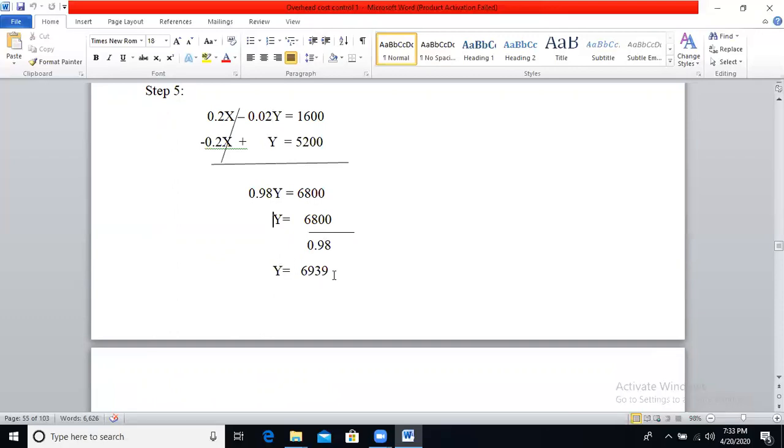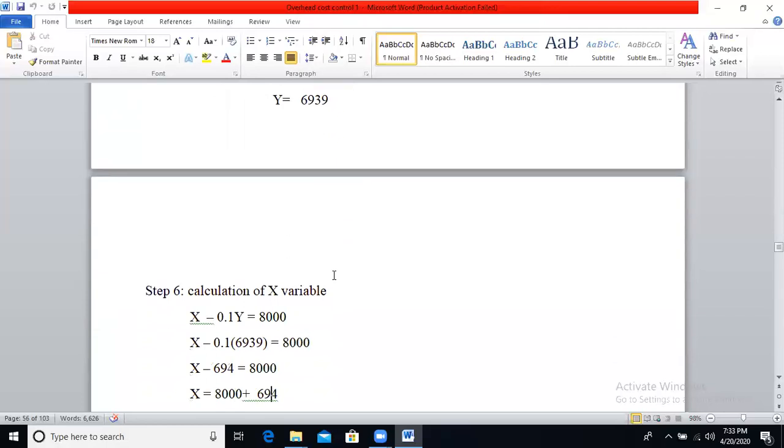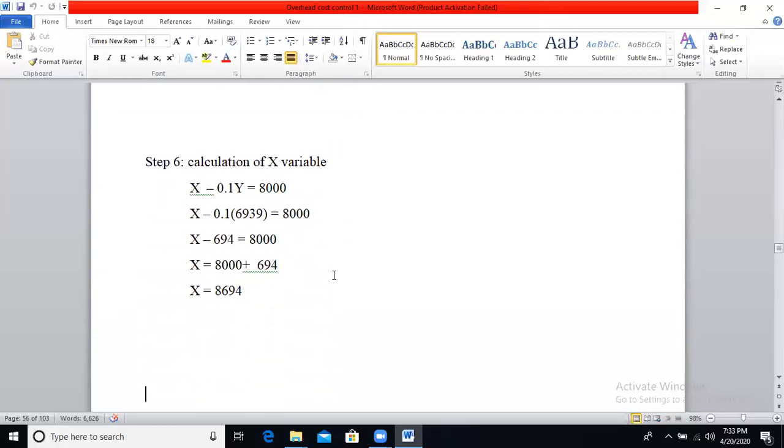So we got the value of y, and using this value we calculate the value of x. x minus 0.1y is equal to 8000. This is the first equation. x minus 0.1, instead of y, write the value of y, 6939, is equal to 8000. So x minus 6939 into 0.1, if you calculate, you will get 694, is equal to 8000.